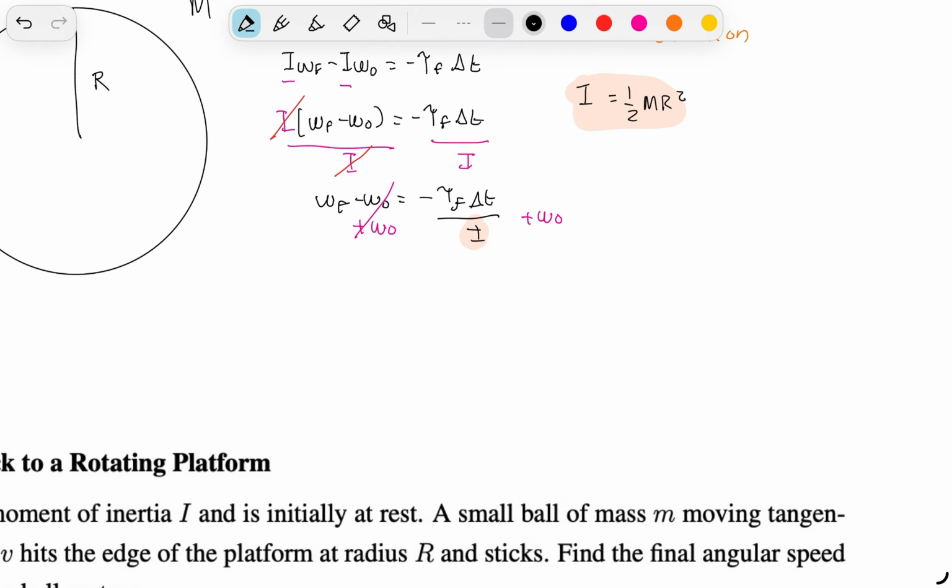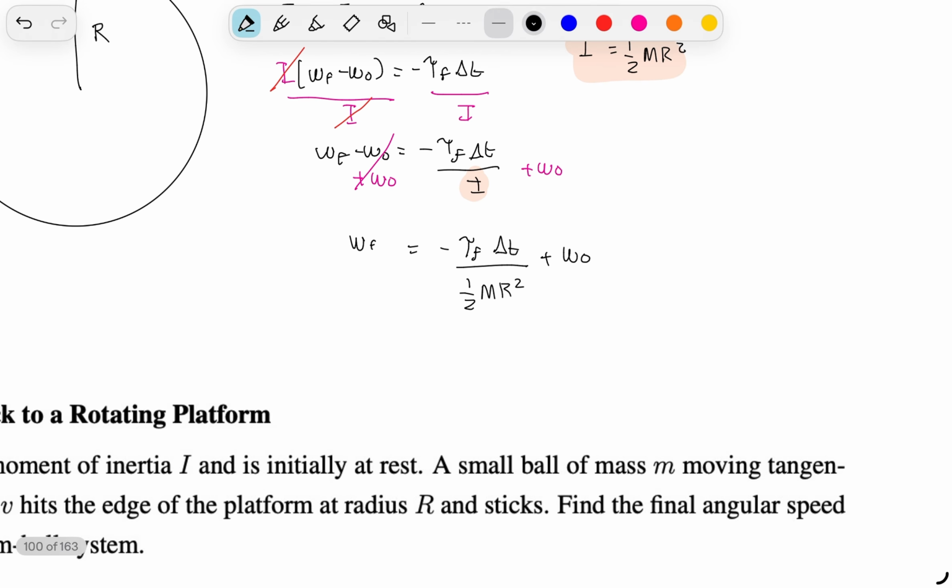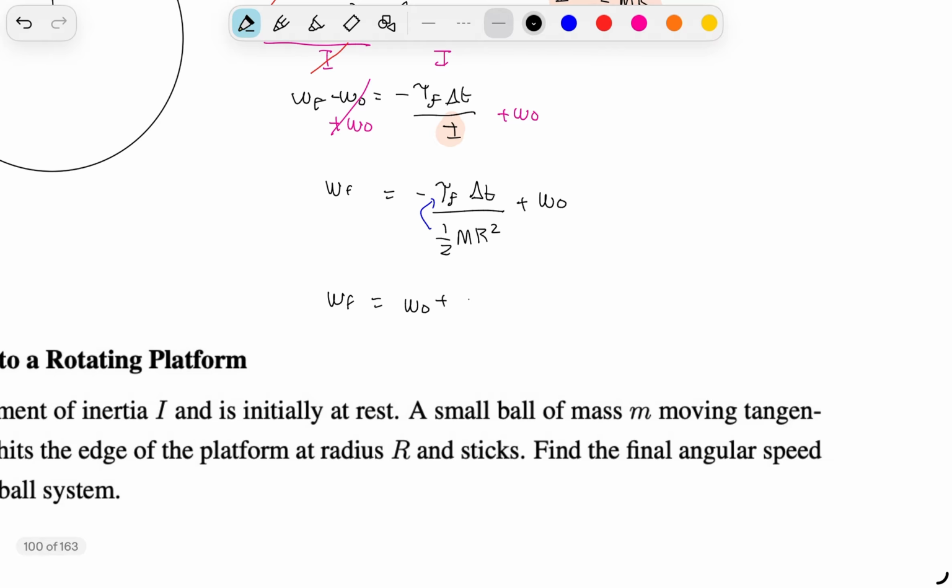You're going to end up with omega final is equal to negative torque from the friction, delta T, all divided by 1/2 the mass times radius squared, and you have a plus omega initial here. So you can take this 1/2 and actually move that up here if you wanted to. You would have omega final is equal to omega initial, just move the omega initial plus to the front, subtracted by 2 torque from the friction, delta T, divided by the mass times the radius squared. So that is your expression for omega F.